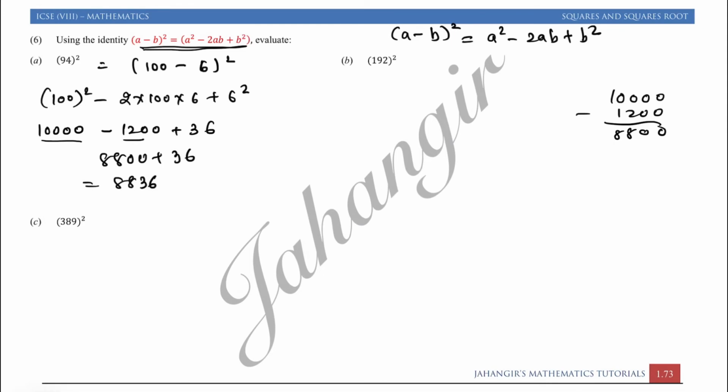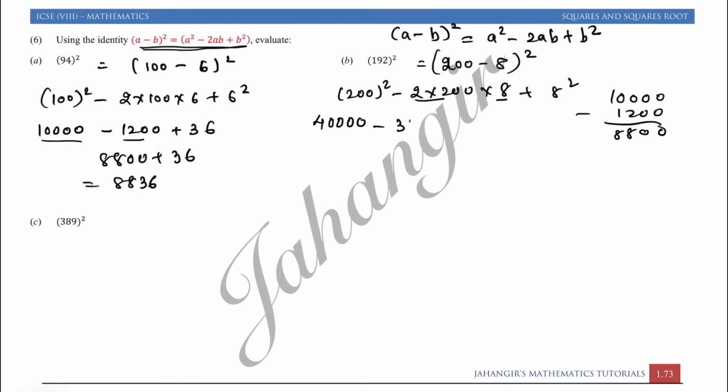192. So 192, what can I do? I can write 200 minus 8 whole square. So I can write it as 200 square minus 2 into 200 into 8 plus 8 square. Okay. Now 200 square you can write 40000. 2 2s are 4, 4 8s are 3200 plus 64.